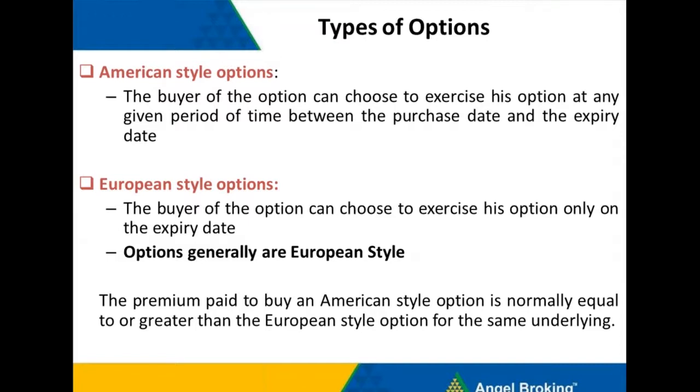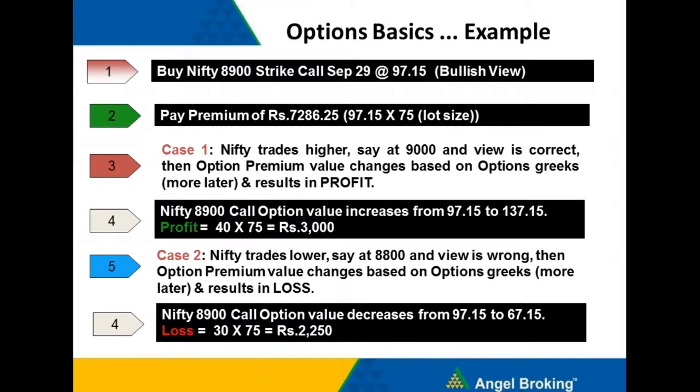Let's take a look here. I have purposely used a Nifty example because we don't have any commodity options right now. I have commodity option examples also, but I'm putting a Nifty example to make things even clearer. Say, for example, you buy a Nifty 8,900 call, a September call at 97.50, and you pay a premium.